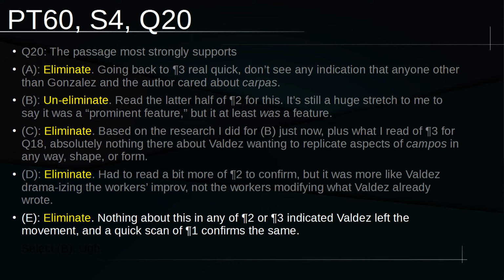Nothing in paragraph 2 or paragraph 3 that I read indicated that Valdez left the movement, and a quick scan of paragraph 1 confirms the same. There's just no discussion of this, and so my hunch again was right. I didn't think that the passage would have skipped over something so significant. And hopefully, even on my second rereadings, just because they were all quick, I didn't miss it and I'm not making a fool of myself. But I don't see any basis for this anywhere. So in some ways, mercifully, even though it's a terrible answer, B is the only one that has been uneliminated at this point.